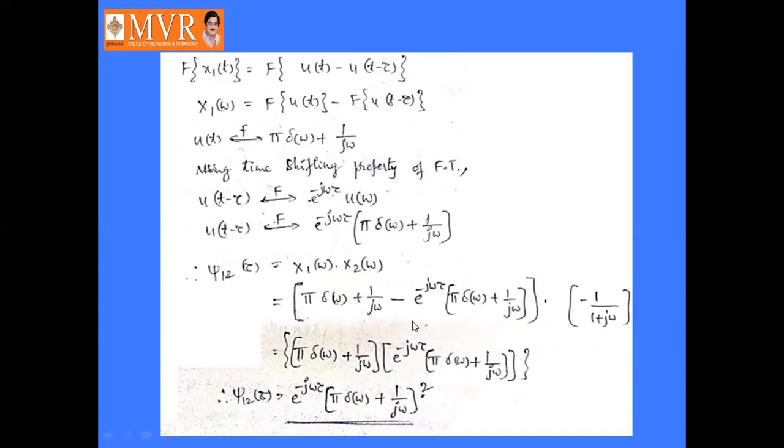So multiplying these two, we will get pi into delta of omega plus 1 by j omega into e power minus j omega tau into pi into delta of omega plus 1 by j omega, right? So it is equal to j12 of tau equal to e power minus j omega tau into pi into delta of omega plus 1 by j omega whole square, right?